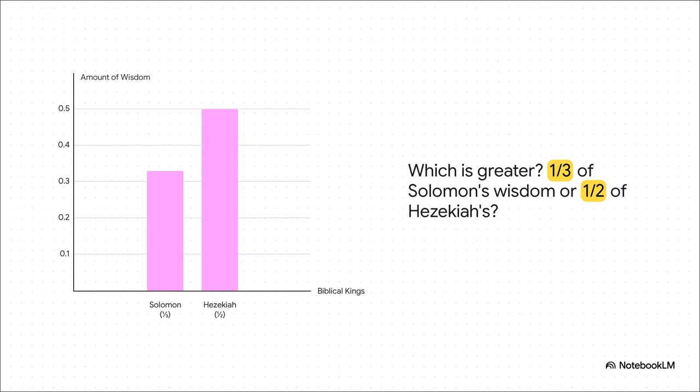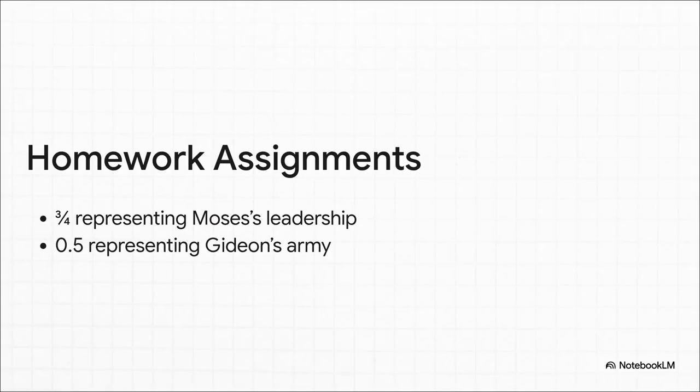What's greater, 1/3 of King Solomon's wisdom or 1/2 of King Hezekiah's? And just like that, the abstract question of which is bigger, 1/3 or 1/2, becomes this tangible comparison between two famous figures. It literally gives the numbers a personality. And this isn't just a one-off trick for class. The theme carries right on through to the homework. Students are now plotting fractions on a number line that stand for Moses' leadership or Gideon's army. Every single number is anchored to a story, which just helps drill the concept home.